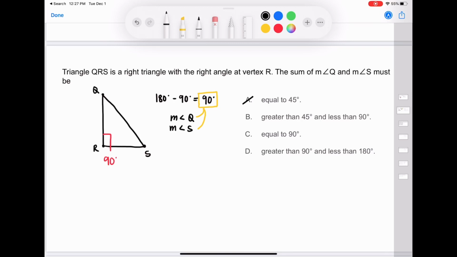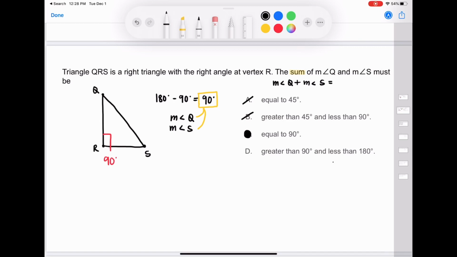Greater than 45 and less than 90. Well, as we discussed already, the sum needs to be equal to 90 degrees. So that's not our answer choice. Equal to 90 degrees. That's correct. The sum of the measure of angle Q and angle S must be equal to 90 degrees. So this is saying when we add the measure of angle Q plus the measure of angle S, what must we get? That's what we're inquiring about. What would the sum be?